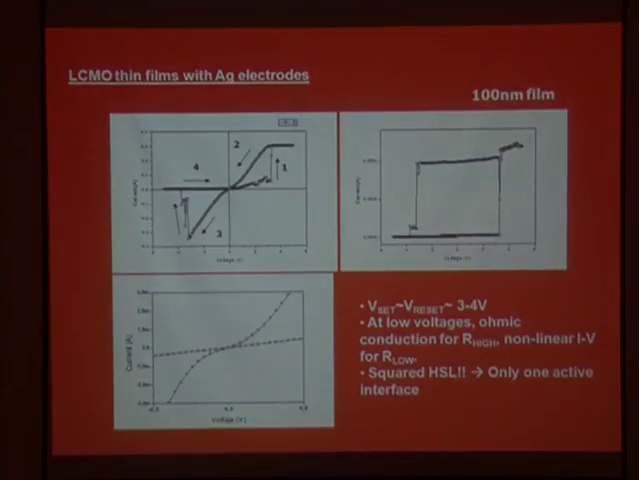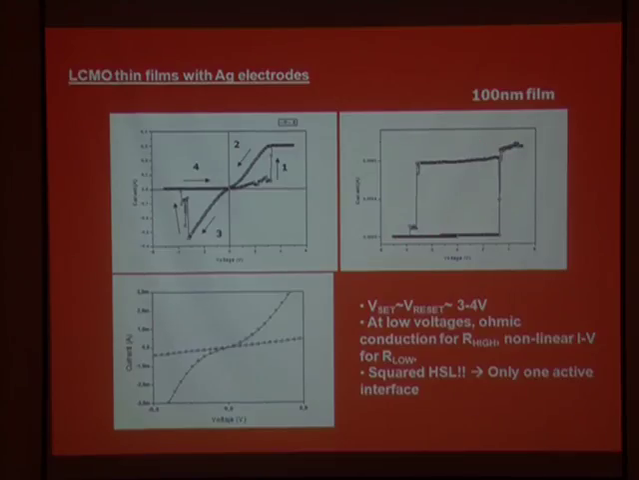So these are typical IV curves for an LCMO film with silver electrodes. This is the dynamical IV curve. It is seen clearly the set and the reset events. The set and reset voltages were both between 3 and 4 volts. And the hysteresis switching loop displays clearly the high resistance and the low resistance level. One thing worth pointing out is that the hysteresis switching loop is squared. It presents a squared shape.